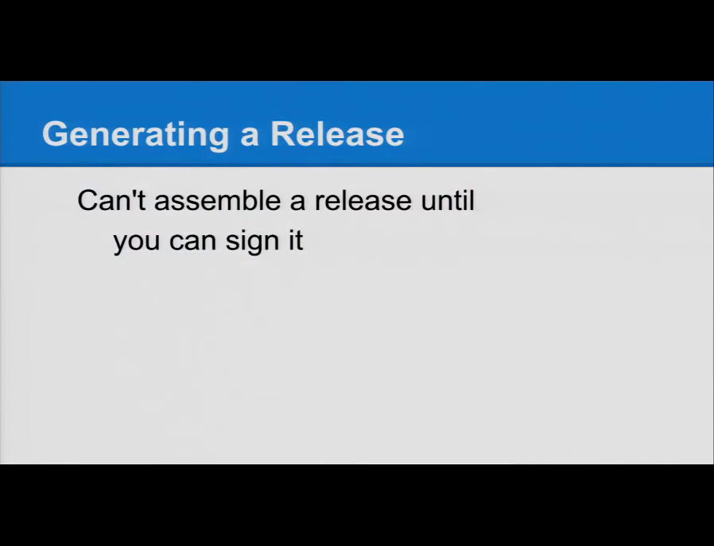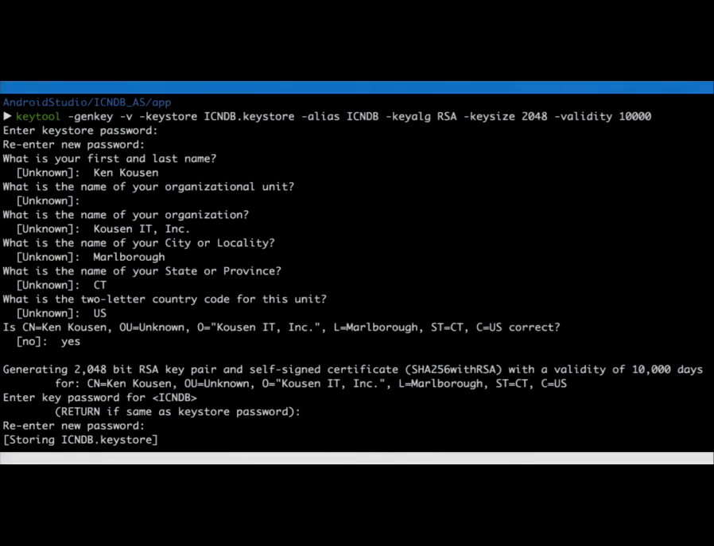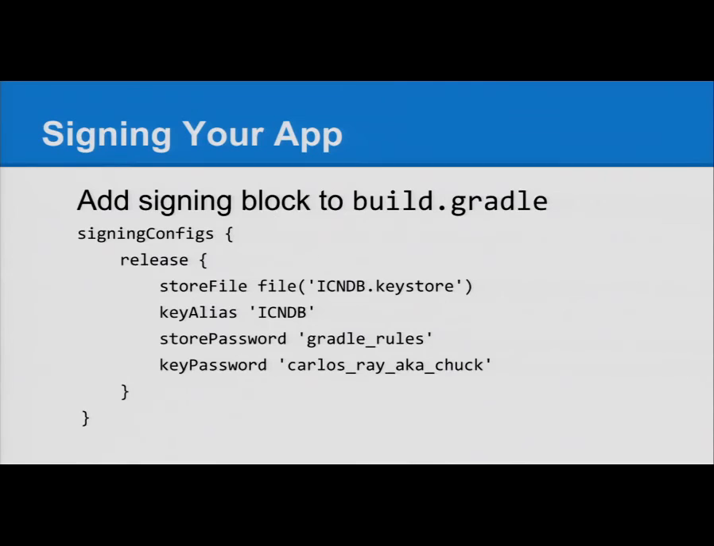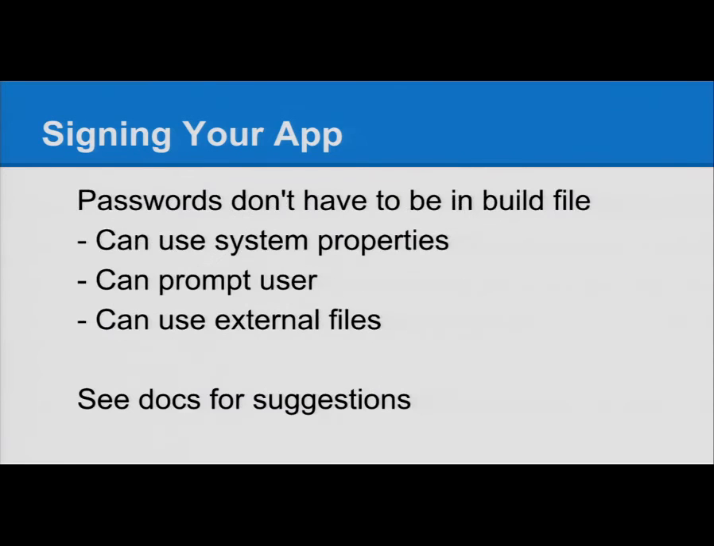To do the release, one of the things you would notice, if we had time, but I'll just tell you now, is that you don't have an install release task until you have a signing configuration, because it doesn't know how to sign it. So I actually used Java's keytool and generated a signature. I've got my little wizard right here and showed everything with the password and all of that, and then pasted it right in here for my Gradle rules, and Carlos Ray, aka Chuck. And once I pasted that into my Gradle build file, now I have an install release as well as an install debug on that one.